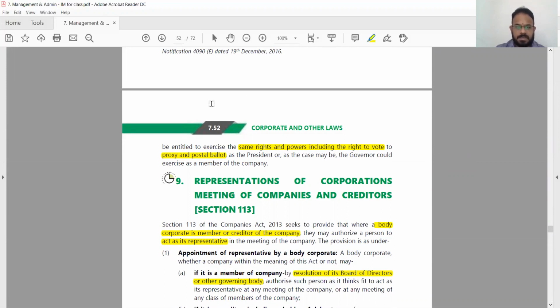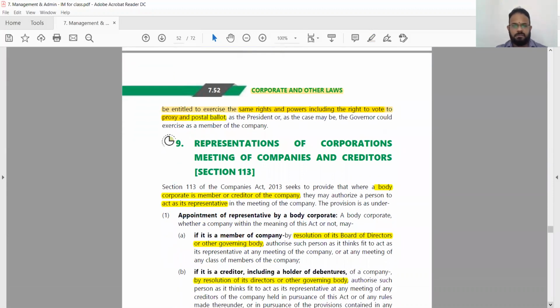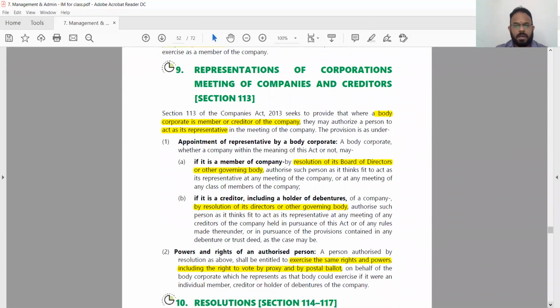That means, please understand here, they will be entitled to exercise the same rights and powers, including the right to vote, to proxy and postal ballot, as the president or governor could exercise as a member. If the president or the governor is a member, they will have exactly the same rights. Who will have them? The representative will have them. Next, representation of corporation at meetings of companies and creditors. Now, very simple. When we were talking about meetings, it can be by way of a creditors' meeting also.